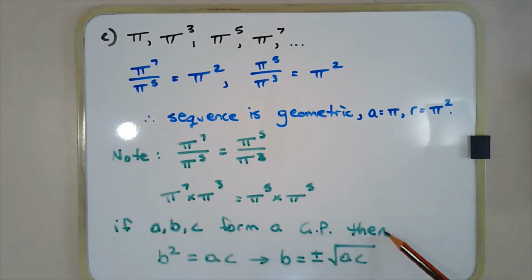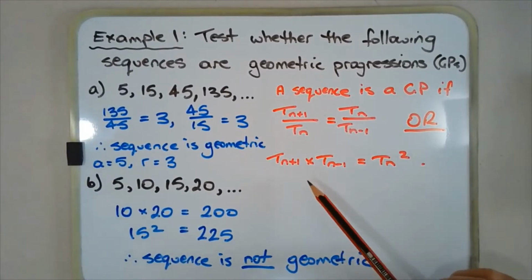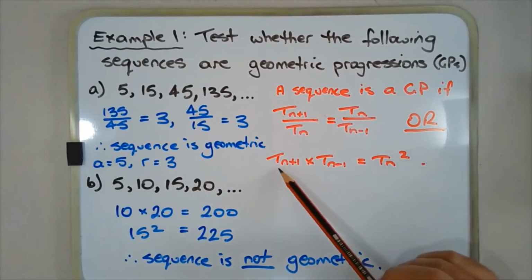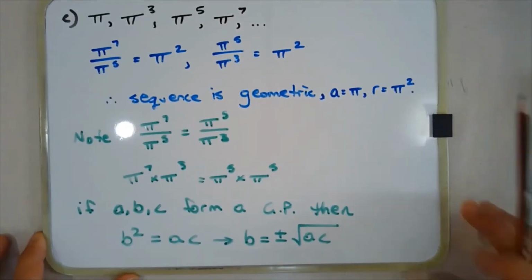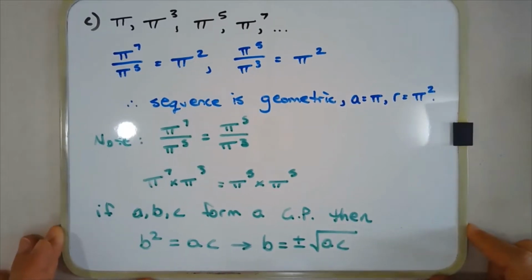So just as another side note, if we have 3 terms, let's say a, b, c, and they form a geometric progression, then b squared is equal to ac. And we've seen that already with this test here. So imagine that's b squared, and that's a and c. So if a, b, and c form a GP, then b squared is equal to a times c. And if we take the square root of both sides, b is equal to plus or minus the square root of ac. This is actually known as the geometric mean. So just as a little side note there.